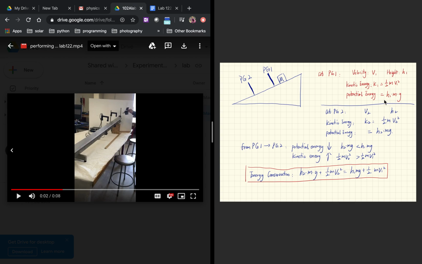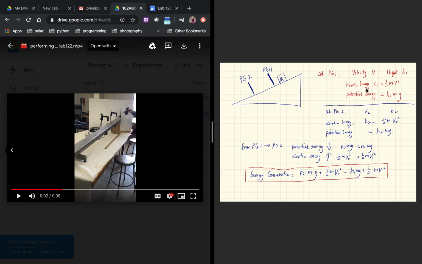All right, so I think that this part is very straightforward. Basically, just the height, the mass, and this is the gravitational constant. So it's h times m times g. That will be the potential energy of the object.